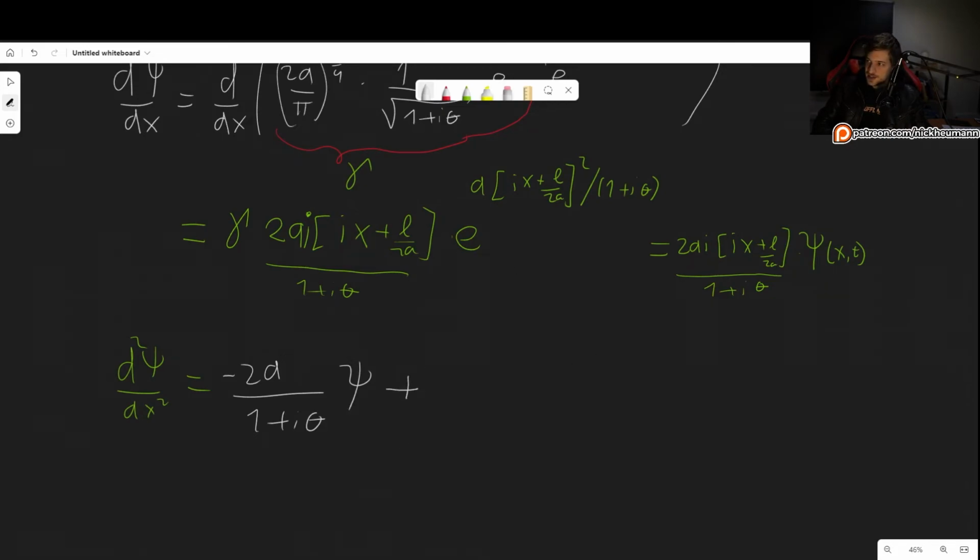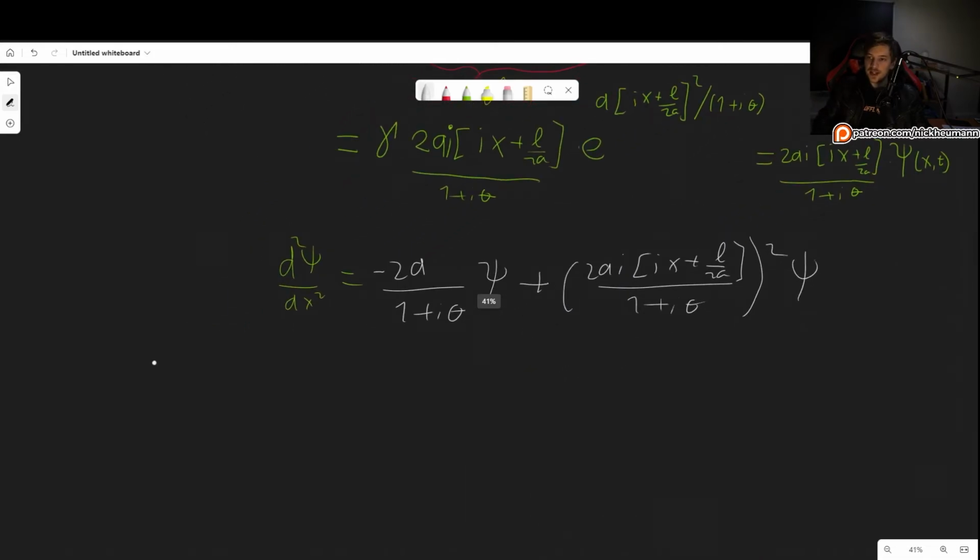And then plus this thing times the derivative of the wave function. But what is the derivative of the wave function? It is this again. So we get 2ai ix plus L over 2a, and this is divided by this, and all of this is squared times psi. Thus, let's plug this in to our expression for p squared. So by doing this, we get minus h bar squared of the integral from minus infinity to infinity of, and now psi conjugate times all of this.